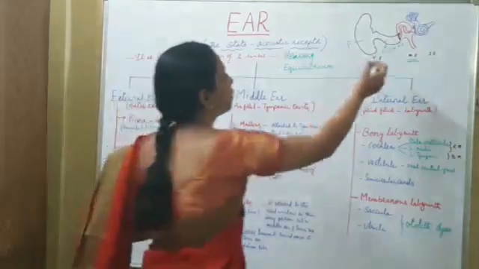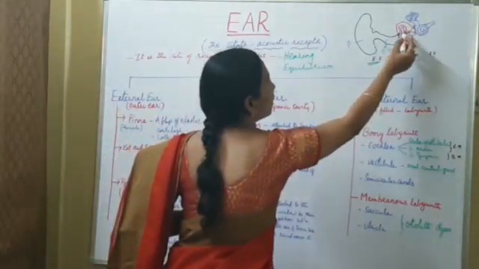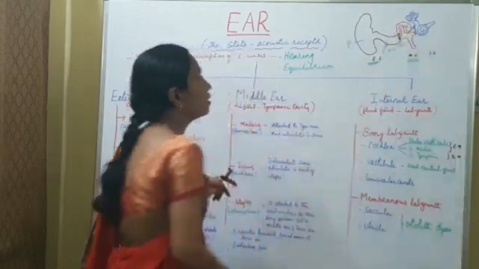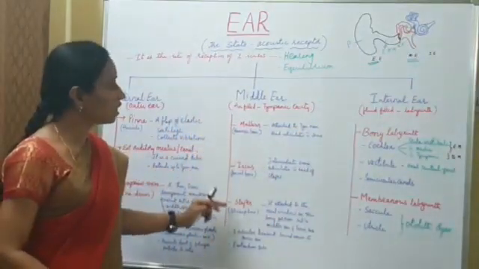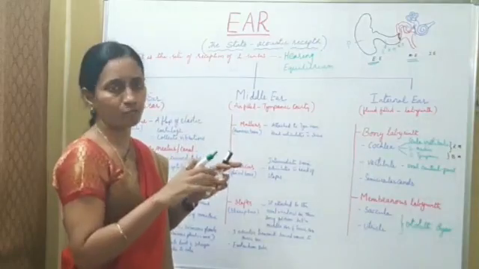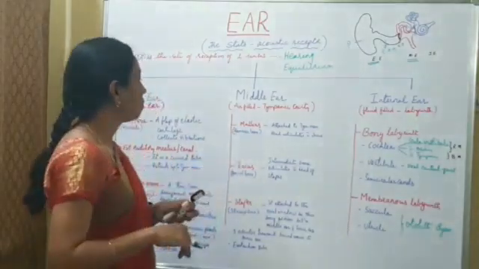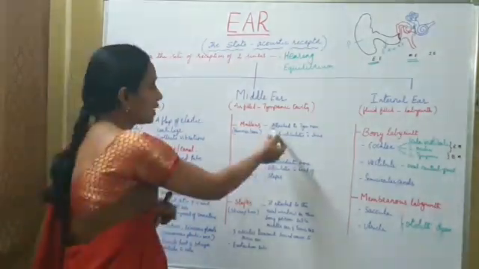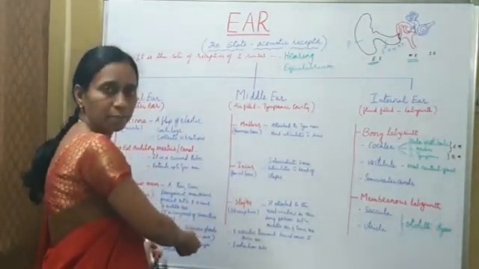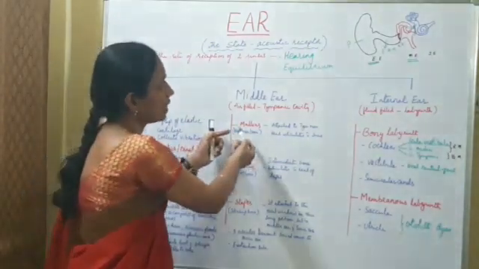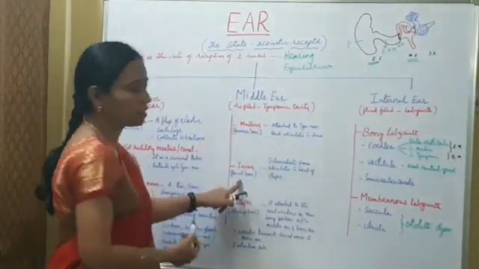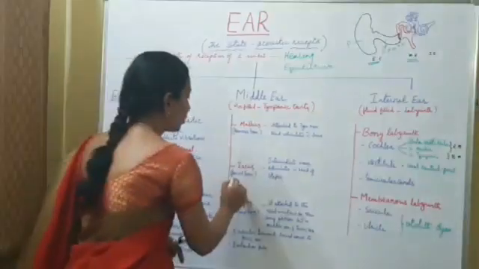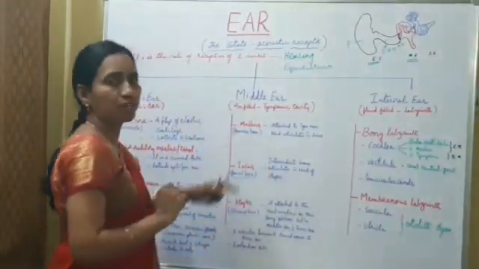This middle ear possesses three bones. This is the first bone, second bone, and this is the third bone. They are connected with each other, looking like a chain of bones. The first one is the malleus. It is a hammer-shaped bone. It is attached to the tympanic membrane of the external ear on the outer side, and on the inner side it attaches with the second bone, the incus. Incus is an anvil-shaped bone. It is the intermediate bone.